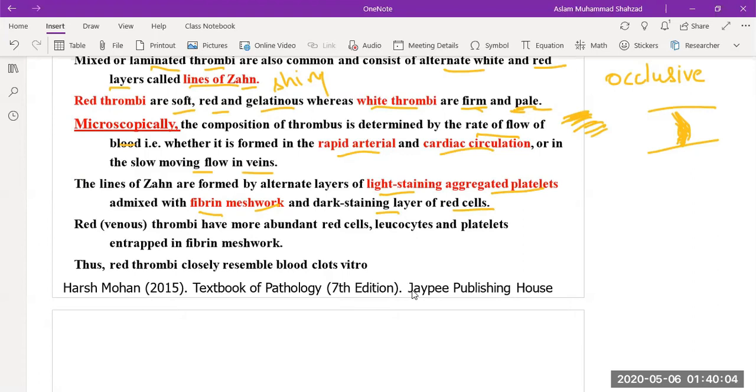Then they mentioned that red venous thrombi have more abundant red cells, leukocytes, and platelets trapped in a fibrin meshwork. So when we talk about venous thrombus, they contain more red cells, leukocytes, and platelets because they are slow moving. And because they are slow moving, there will be more red cells, leukocytes, and platelets as compared with the arterial thrombi, because they mentioned the arterial thrombi more resemble a blood clot.